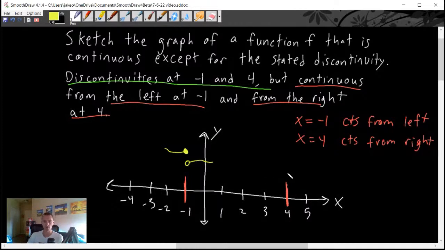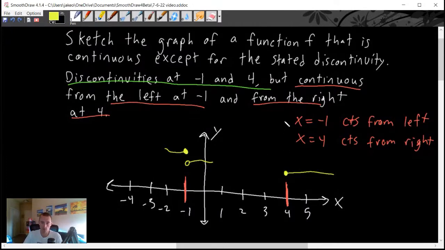Okay, so similarly, we need to do the same kind of thing at x equals 4. We need to make sure it's continuous from the right, though, instead of from the left. So like over here, how we had to have the solid dot with the line going off to the left, over here, we have to have the solid dot with the line going off to the right because it needs to be continuous from the right. Then from the left, it needs to be discontinuous. So we cannot connect that there because then that's continuous at that point.